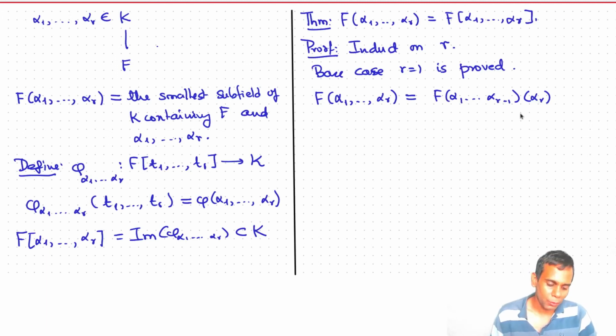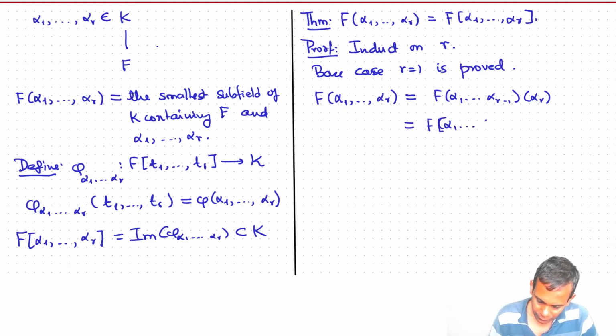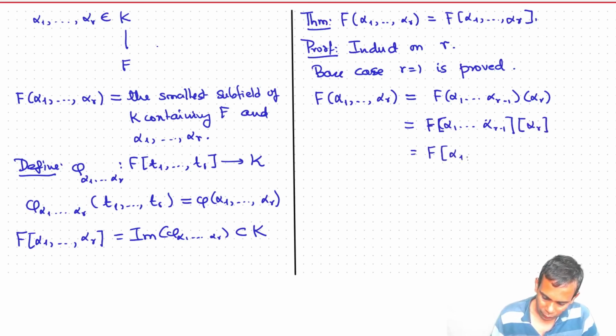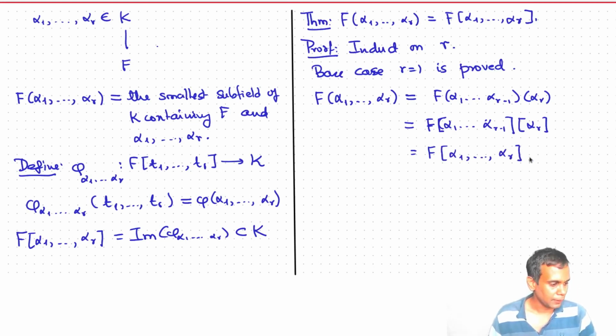That turns out to be the same as the smallest subfield of K containing all the elements alpha 1 up to alpha r. But by induction hypothesis, this here is F[alpha 1, ..., alpha r minus 1], and of course applying the base case, this is the same as polynomials in alpha r. So this whole thing is in fact a field, and it is the same as F(alpha 1 up to alpha r). So we also have the multivariate case where the field generated by r elements is given by the values of polynomials.